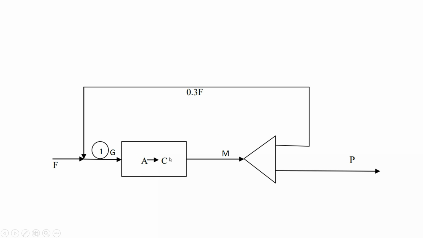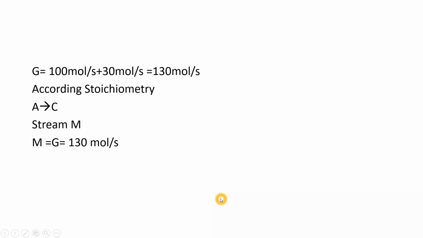Suppose A gives you B plus C, that means 1 mole gives you 2 moles, 1 mole of B and 1 mole of C. So there will be a change in molar flow rate between G and M, but they have given A gives you C only, 1 mole gives you 1 mole C, so there is no problem. So we can say that G should be equal to M, and I know the value of G. If I know the value of G, then M should be 130 mole per second also, right? There is no problem. I know the composition of M, and I know the molar flow rate of M.